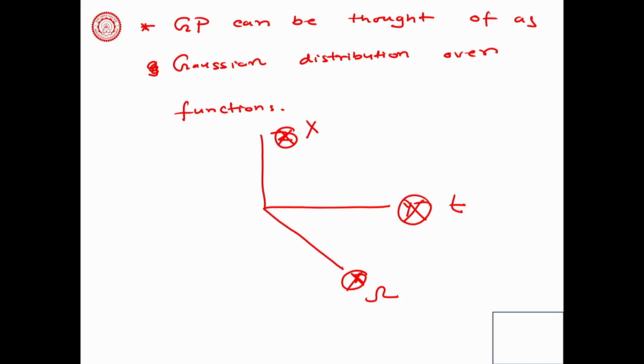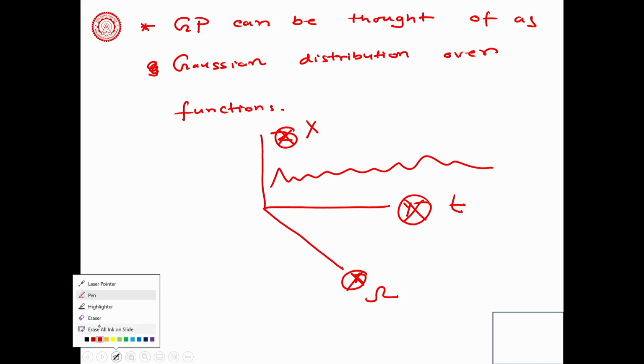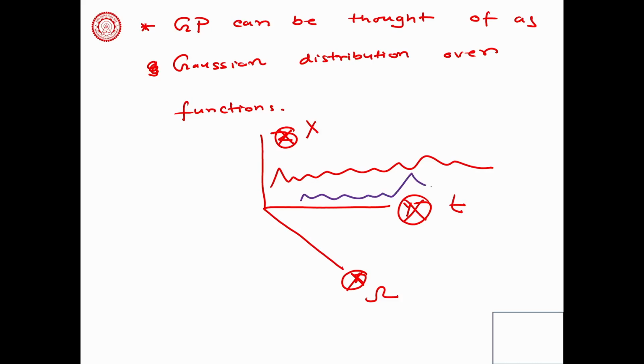Okay. And now how will a random process look like? I mean samples, let us say. You can think of a sample like this maybe. So, what is this? A sample of the random process. If I draw a second sample, that might look something like this. A third sample might look like this, right.